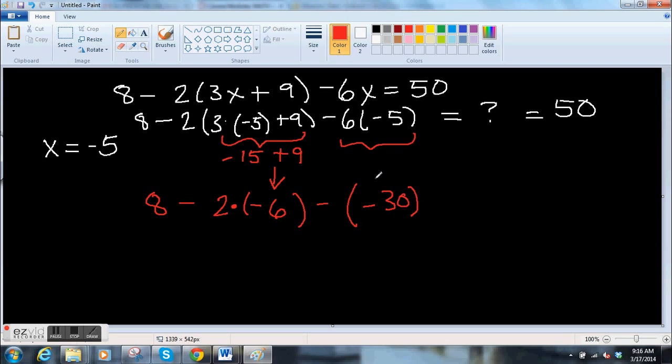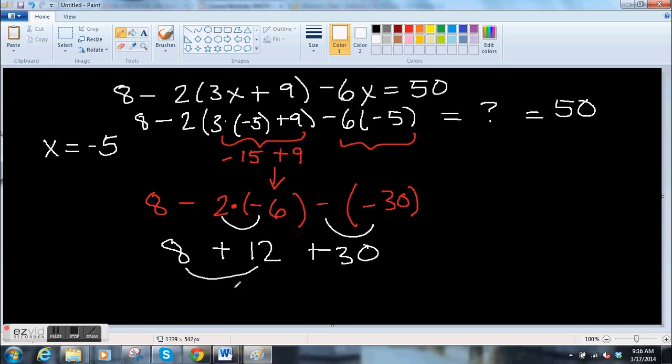You've got to be careful with these negatives, man. They will mess you up. You have 8. Oh, look at this. Minus minus is plus 12, minus minus is plus 30. I think we see it. I can see it from here. 20 plus 30 equals 50. Yay! It does equal 50. Good check. Well checked, people.